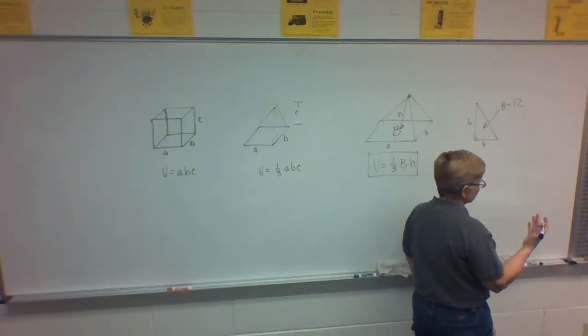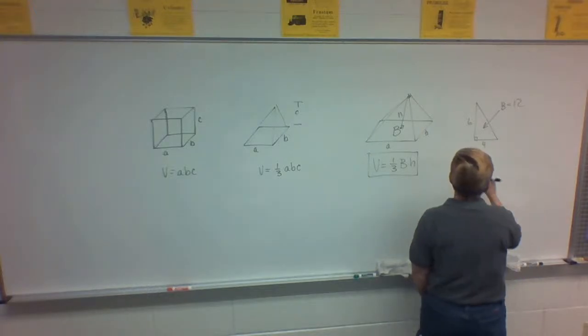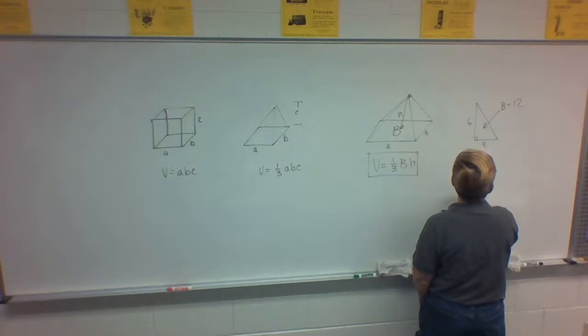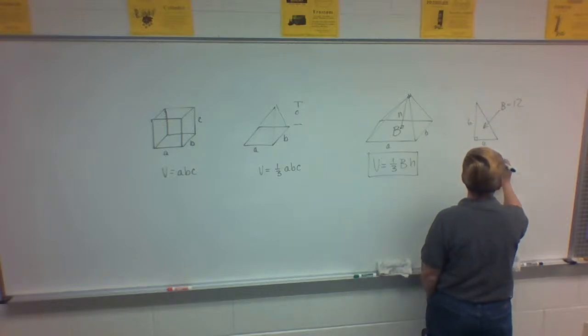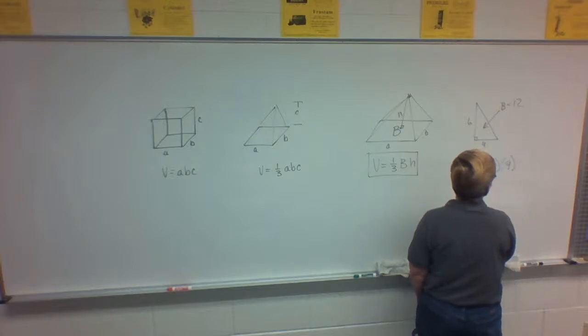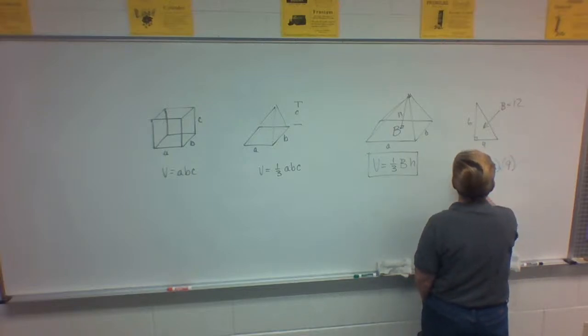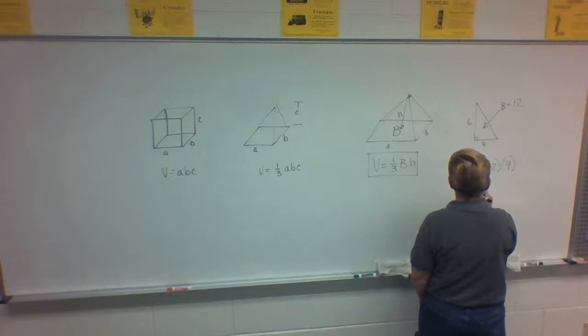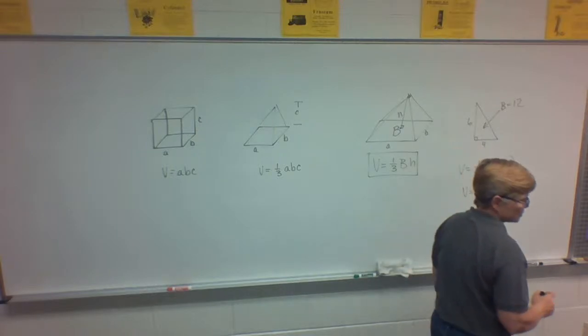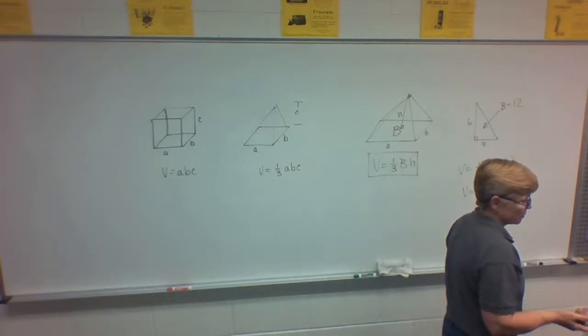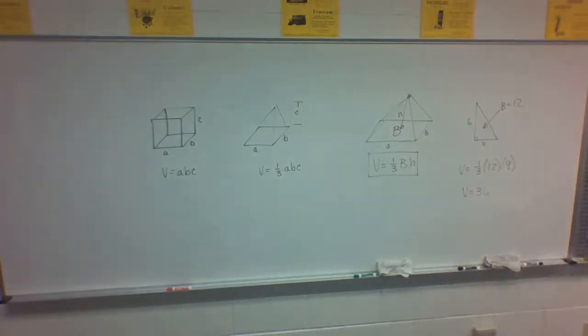Pay attention, people. So I got my 1/3, that's part of the equation, times the base area, which is 12, times the height, which is perpendicular to the base, which is 9. And if you multiply those 3 things together, you get the volume, which is 36. You okay with that? Cool. Move on. Look at example 2.